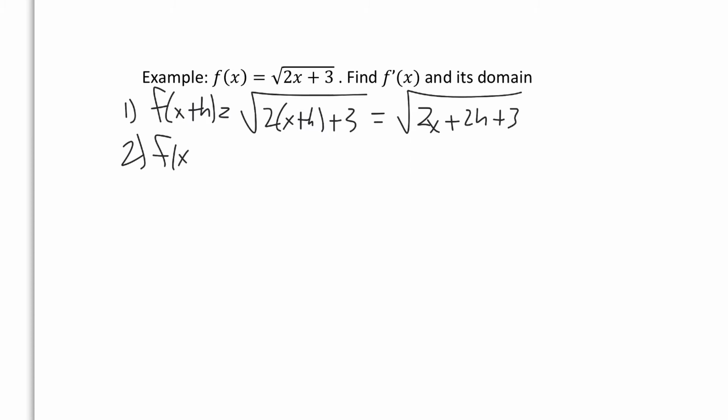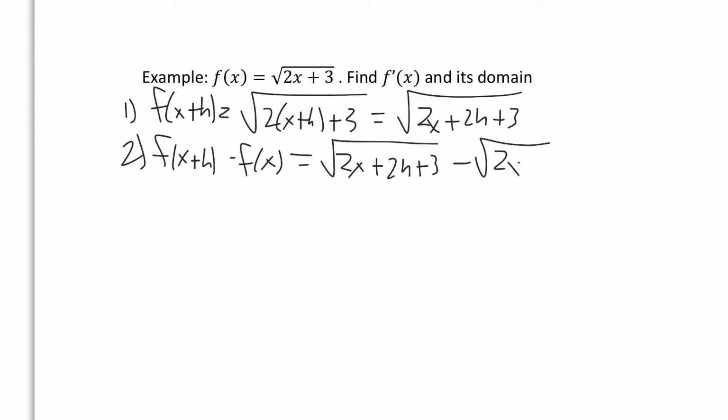Next, we do f of x plus h minus f of x, which is equal to root of 2x plus 2h plus 3 minus root of 2x plus 3. Unfortunately, there's nothing we can really simplify here, so the simplification will have to happen sometime in step 3. So we'll go ahead and jump right to step 3.